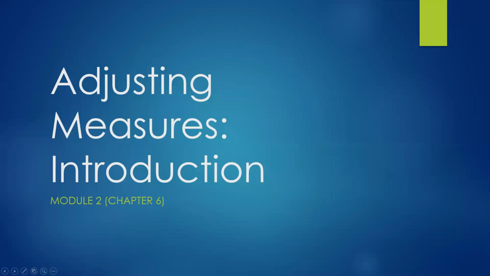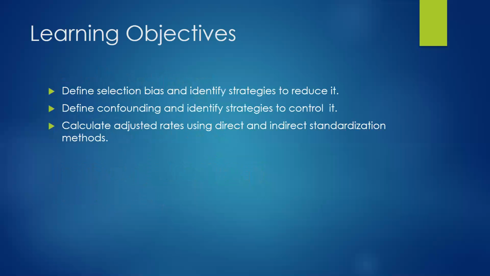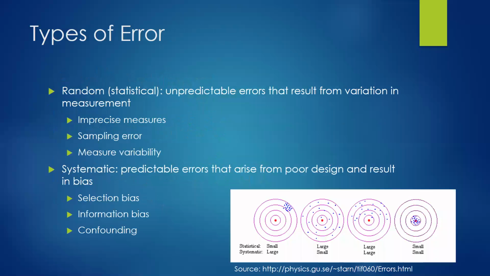In this Module 2 video, we'll be talking about adjusting measures. Our objectives are to define selection bias and talk about strategies to reduce it, define confounding and identify strategies to control it, and talk about how to calculate adjusted rates using direct and indirect standardization.